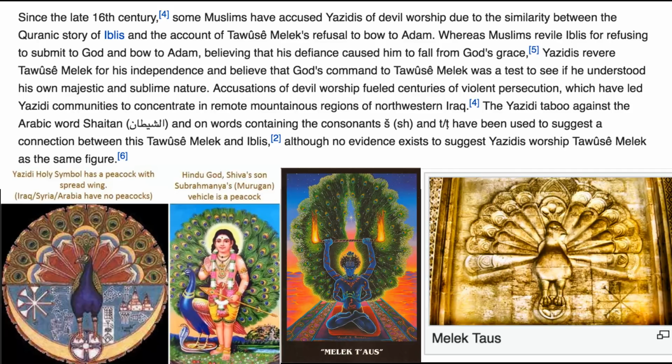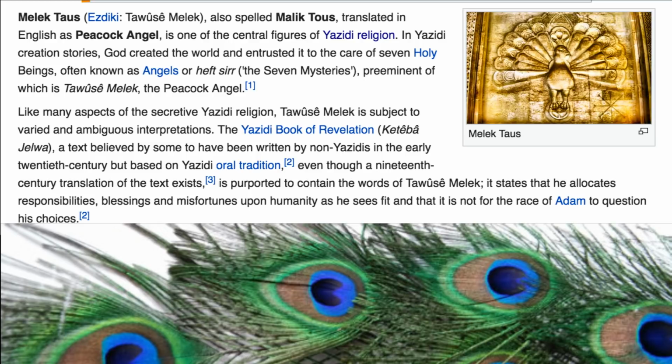Let's continue. So we got Melek Taus. I know you've been following along with how we've been linking all these characters. So look at these two words, Melek Taus. You're going to see later on what Melek means. Melek is like an angel. The etymology of angel is Malak, Melek.